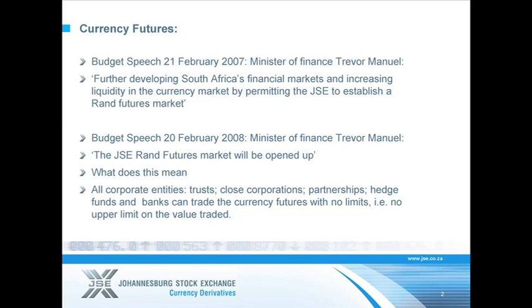First of all, in 2007, the South African Reserve Bank gave dispensation to the South African market to trade currencies. This is a step in the direction in terms of allowing individuals and companies to take a view and to hedge any currency exposures or risks that they might have.